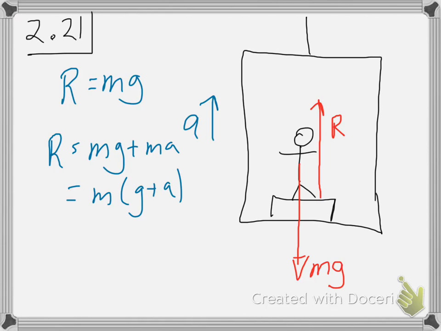Now, on the other hand, if the elevator is accelerating in the downward direction, all that means is that now the net force has to be greater in the downward direction, so R will be less than the weight. So the only thing that changes if the acceleration is downward is that the scale reads mg minus a. So that's the big difference.